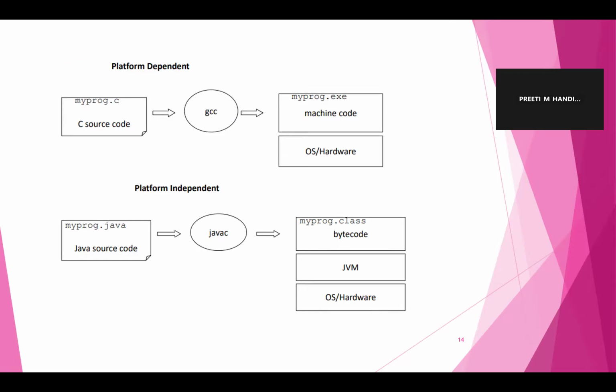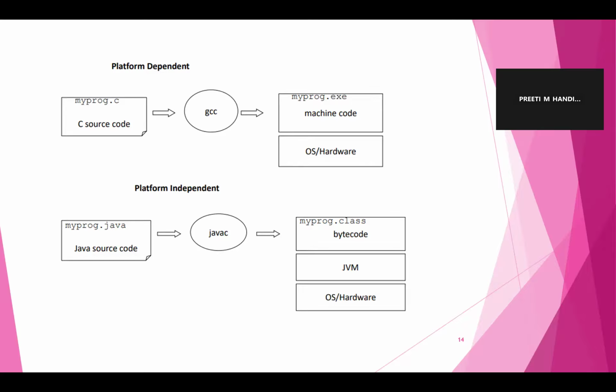Here we can see the difference between platform dependent and platform independent. In the platform dependent case, we have C source code as an example. C programming is called platform dependent because it requires machine code which needs to be executed as an exe file, and the compiler uses some of that exe programming code. Here the source code is compiled using the GCC command. Then the program is converted to machine code and executed on the OS hardware.